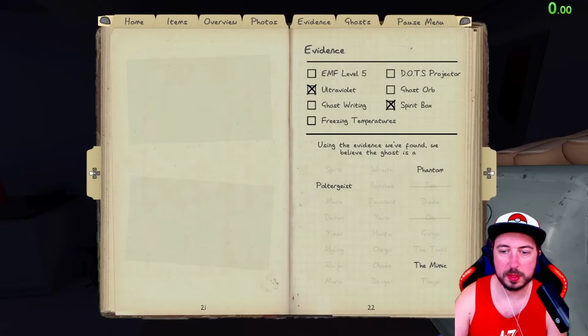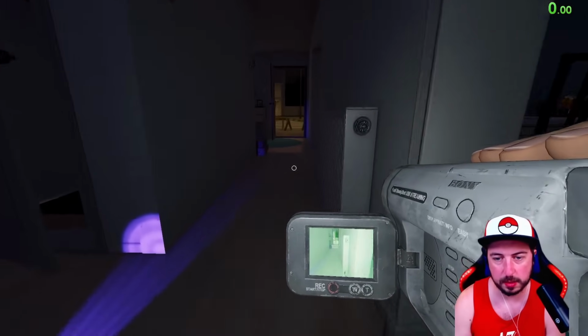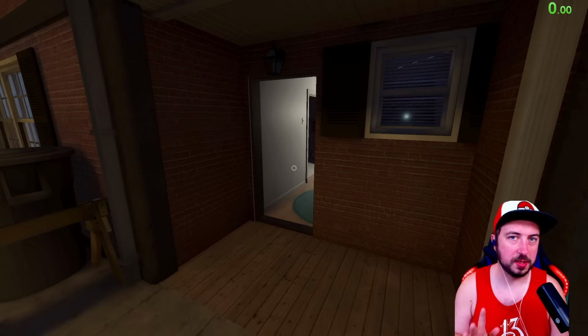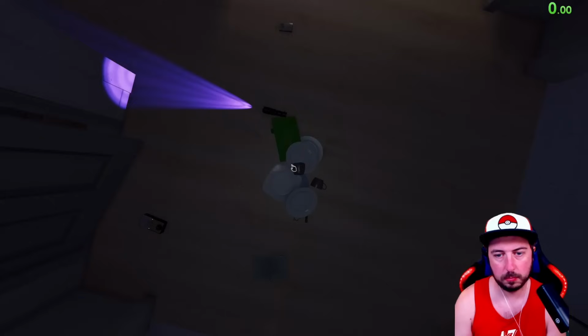So we know that we got a Pulte. The ghost writing. Nice, nice. Since we know the ghost is a poltergeist, I actually want to see if we can get the poltergeist ability, because I think this would be really awesome. So the poltergeist ability is that it can actually explode a bunch of items. So we want to grab a bunch of items and put it in the room.